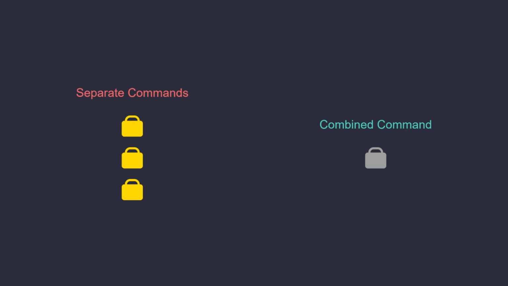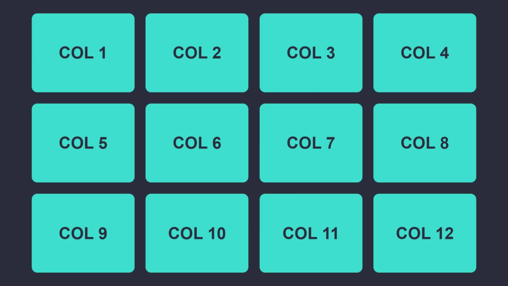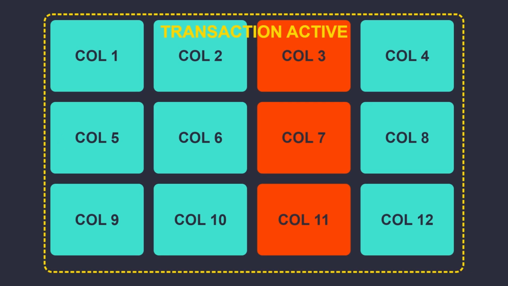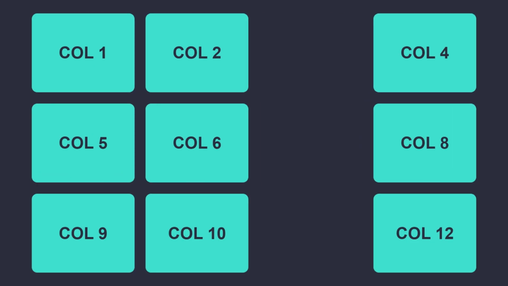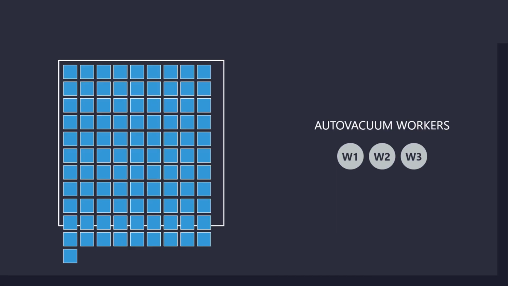Avoid dropping multiple columns in separate alter table statements. Combine them into a single command to minimize the number of times you must acquire the access exclusive lock. A single alter table statement with multiple drop actions is atomic. It either succeeds entirely or fails entirely, ensuring your schema remains in a consistent and predictable state.